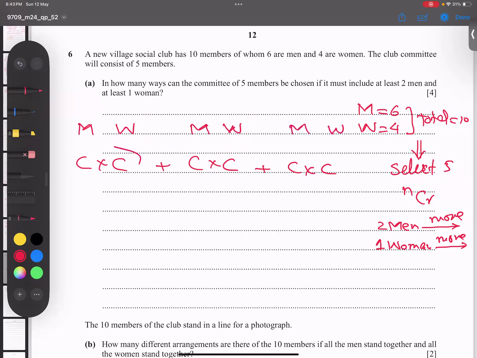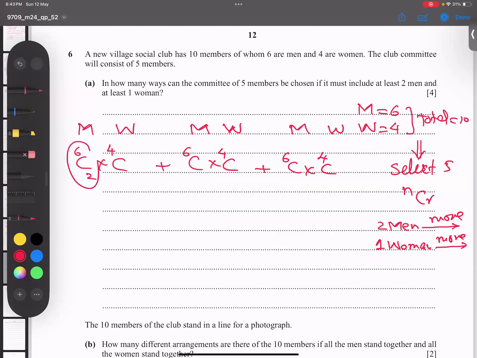So let's see, according to the demand. Men are 6 and women are 4. So 6, 4, total availability. And now, for example, I follow the instructions. 2 men minimum I need. So I write 2 here.